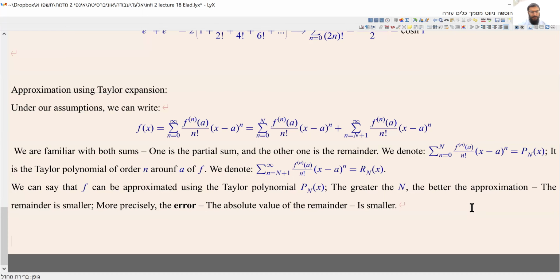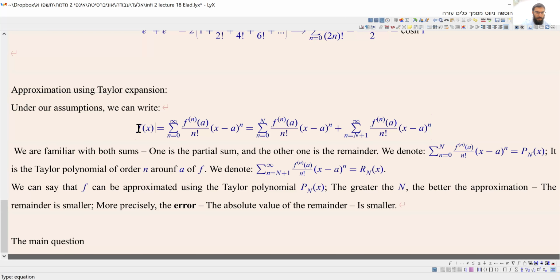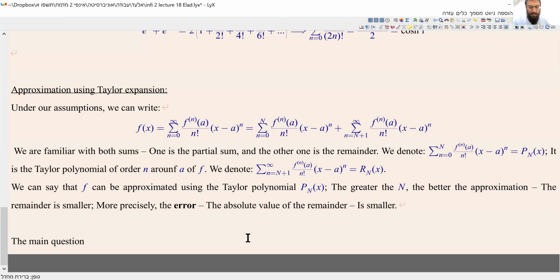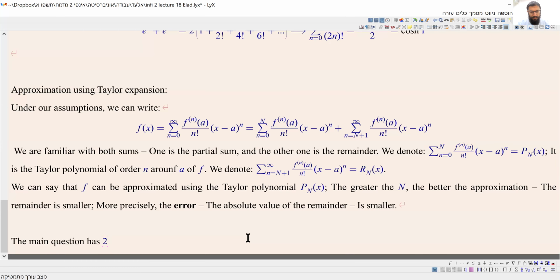Now, our main question, and vice versa. You are coming with the digits. I want an approximation that is working fine for 4 digits. The 4 digits of e and the polynomial you calculate for e should be the same. How many elements in the polynomial should you calculate? The main question has 2 parts.